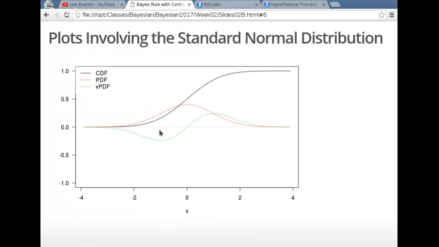What you probably have a hard time seeing is the green line, which we'll come back to later. But that function is equal to the PDF multiplied by x. And so when x is negative, the green line is negative, and when x is positive, the green line is positive. We'll come back to that. But everybody's seen the bell curve thing before?